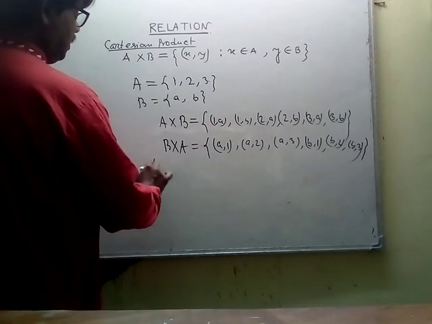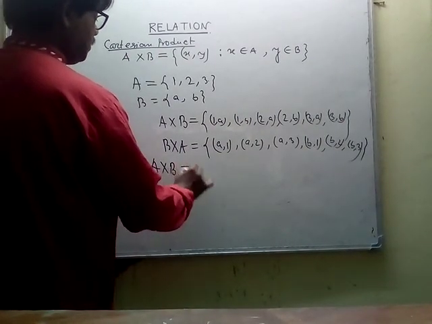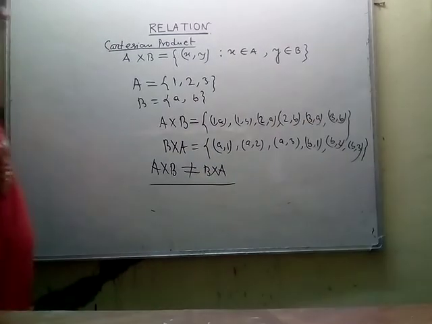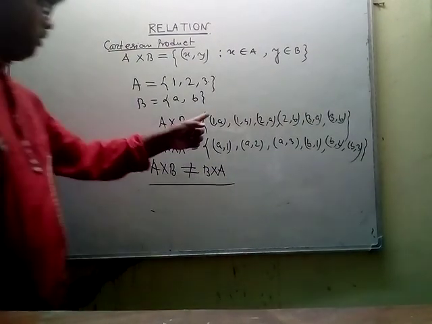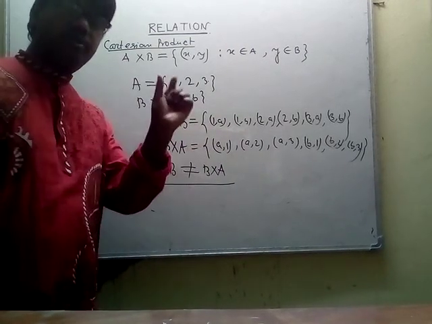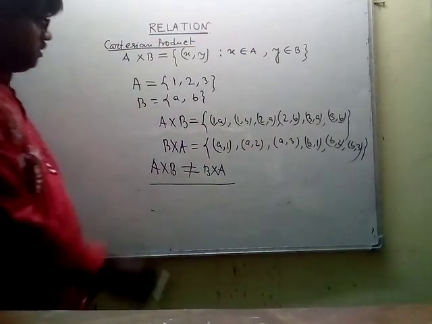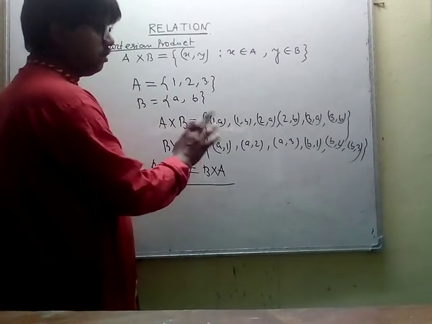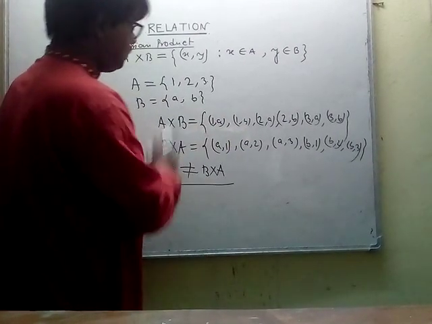Obviously, A cross B is not equal to B cross A. (1, a) and (a, 1) are not the same element. It is different. These two elements are not the same.